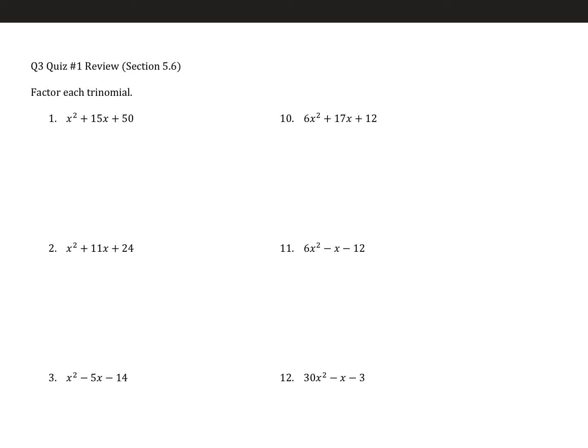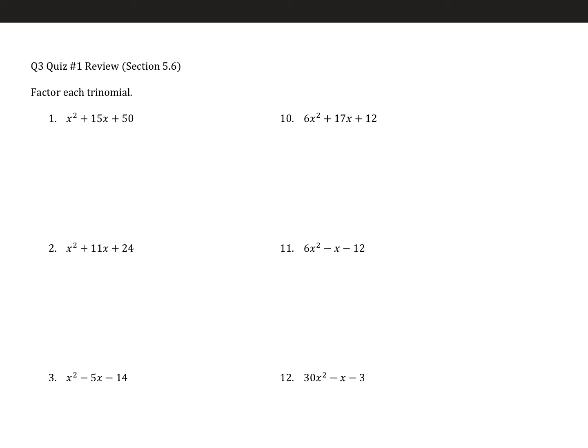The other type of factoring that you're going to see is like numbers 10 through 18, where your A term is something other than 1. When that's the case, multiply your A and your C term. Find the factors that can replace your B term. Then replace your B term. You'll have 4 terms, and you'll factor by grouping.